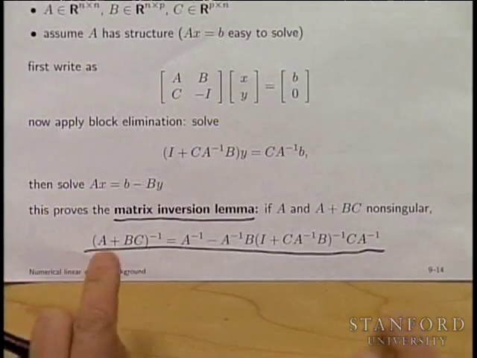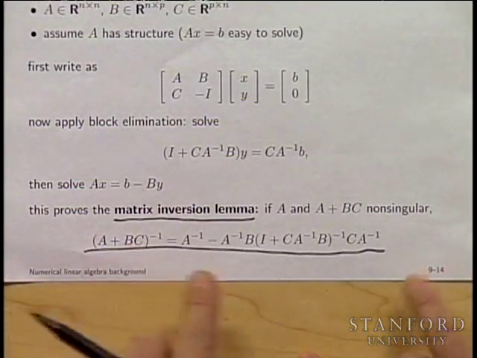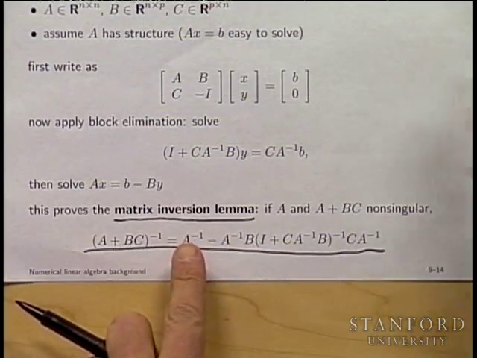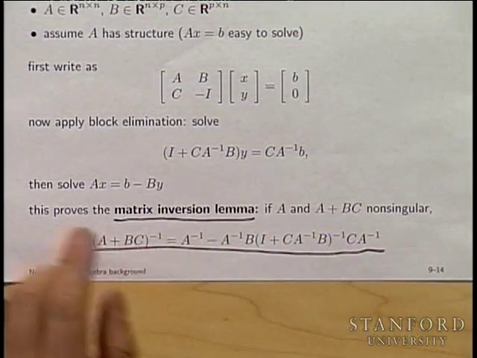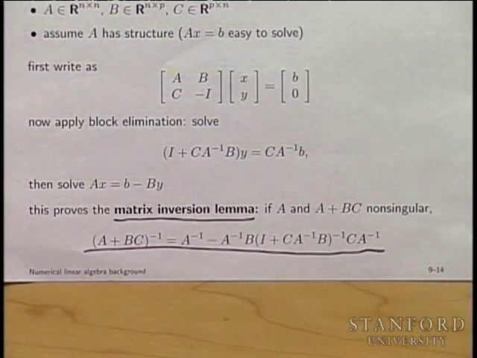The point is, you'll hear lots of people talk about it, and it's sometimes just written out as this formula: (A + BC) inverse is equal to this, assuming A is invertible and A + BC is invertible. You get this formula, and you would see this. Here are the types of things you should know.